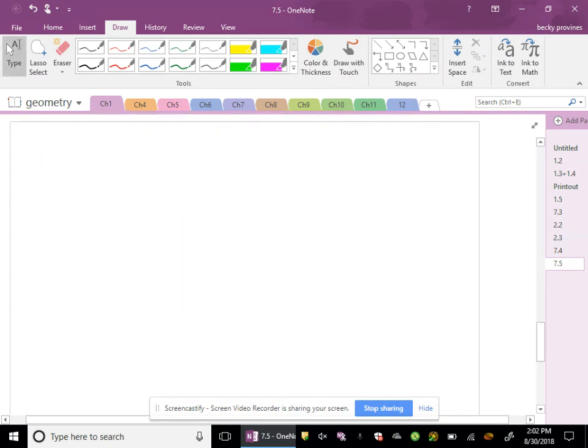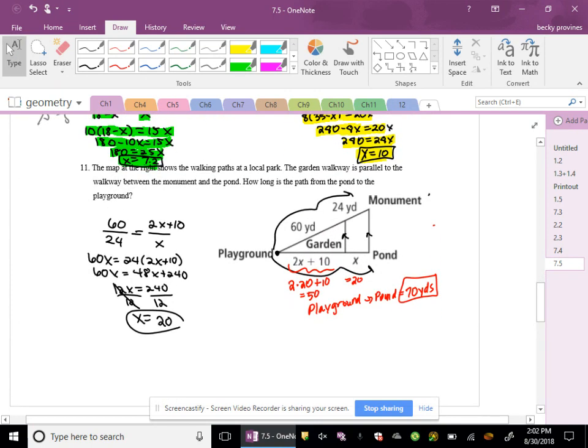All right, so we're down to the very last one already. All right, so the map at the right shows a walking path at a local park. The garden pathway is parallel. So guys, this is information you need to put into your picture. Put the little parallel symbol in here. To the walkway between the monument and the pond. How long is the path from the pond to the playground? So pond to the playground.